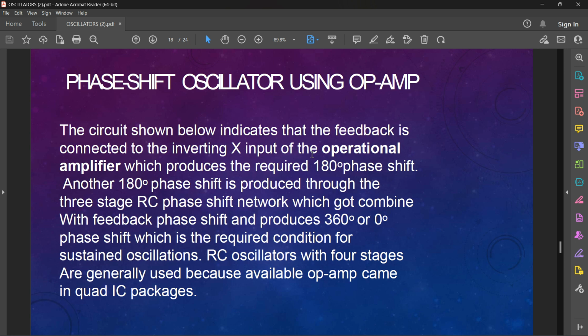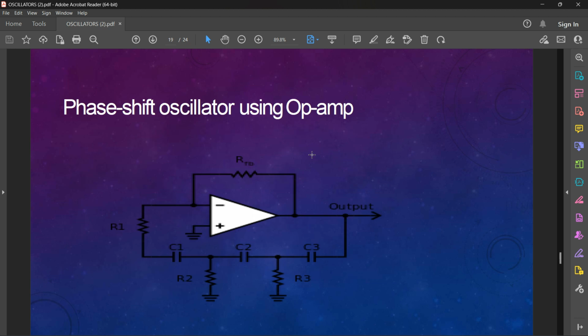Another 180-degree phase shift is produced through the three-stage RC phase shift network, which gets combined with the feedback phase shift and produces a 360-degree or 0-degree phase shift, which is the required condition for sustained oscillations. So sustained oscillation means we have to produce a 0-degree or 360-degree phase shift. See here, it is an inverting terminal, so a 180-degree phase shift is induced over here, and another 180-degree we are inducing with this RC network.